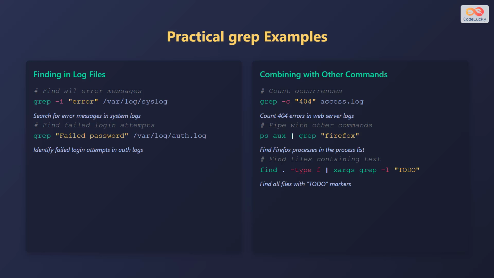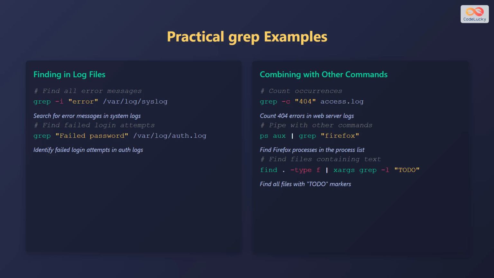To find failed login attempts, use grep 'failed password' /var/log/auth.log. This will help you identify potential security issues by finding lines indicating failed password attempts in the authentication log.